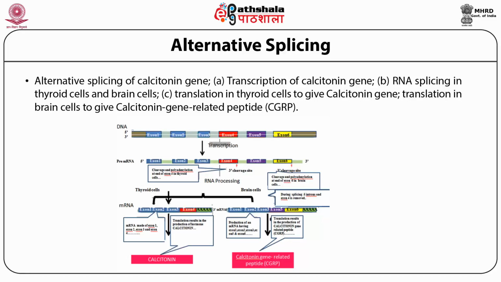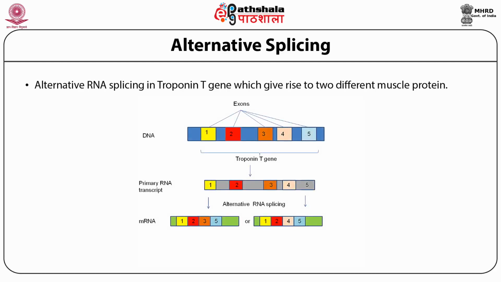However, if the RNA processing takes place in the brain cells, the cleavage occurs at site 2, that is, after the 6th exon. The mature RNA consists of exons 1, 2, 3, 5 and 6. On translation, this mature RNA produces a protein called calcitonin gene related peptide, a different form of calcitonin. Alternative RNA splicing is also observed in the troponin T gene, which codes for 2 different muscle proteins.